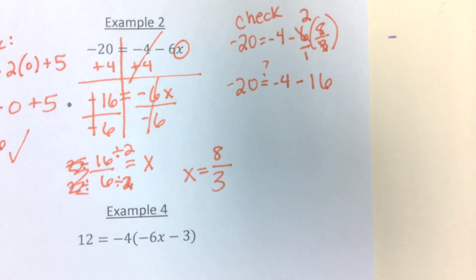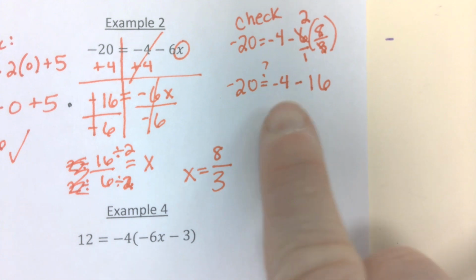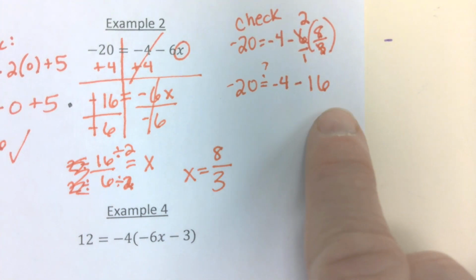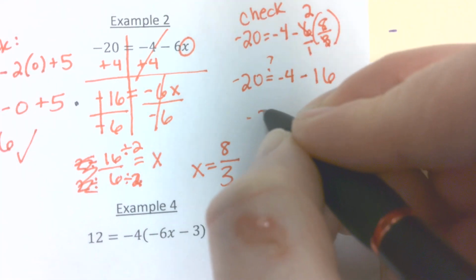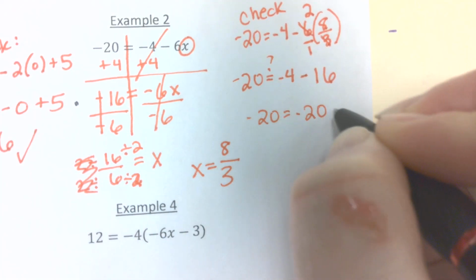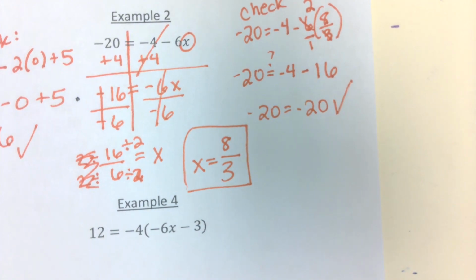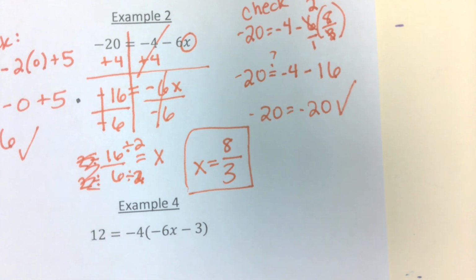And we have a question mark there. So now, does this equal negative 20? Negative 4 minus 16. Yeah, it does. So that means we checked it. It's good. So it's okay if you get a fraction or a decimal answer. You can leave it. The only thing I suggest is simplifying that.